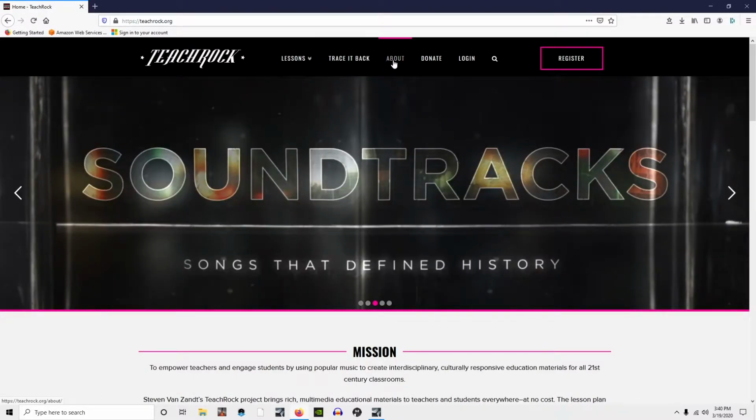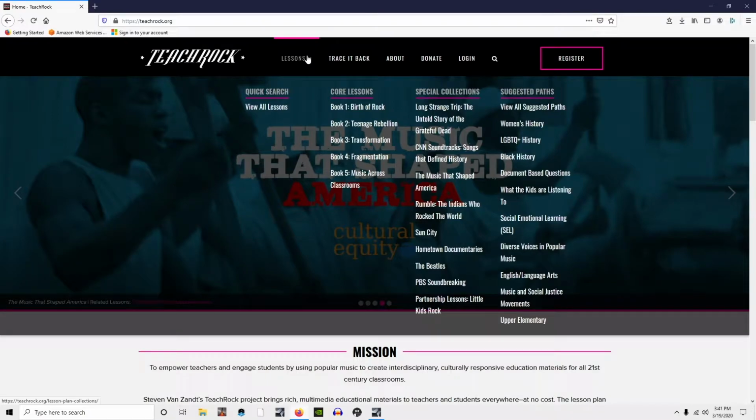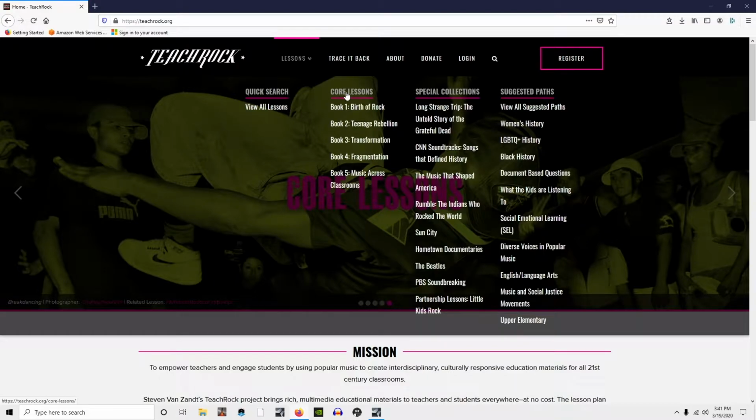You'll notice that when you hover your mouse over the Lessons section, more options appear. In the mobile version of this site, selecting Lessons in the Menu tab automatically opens these subheadings. Our lesson collections are divided into two categories, core lessons and special collections, which we made with various multimedia partners and documentary films. Our core lessons are split into 5 books.